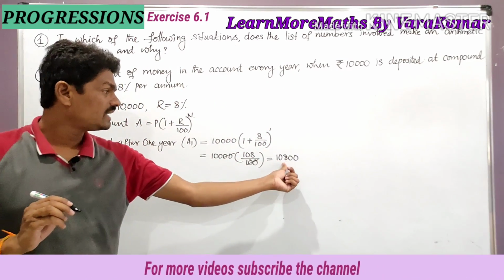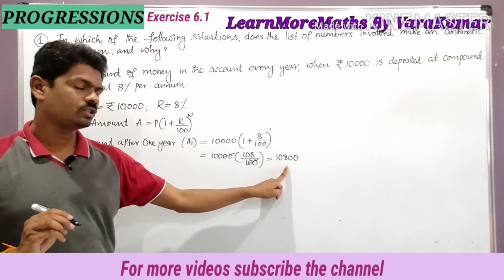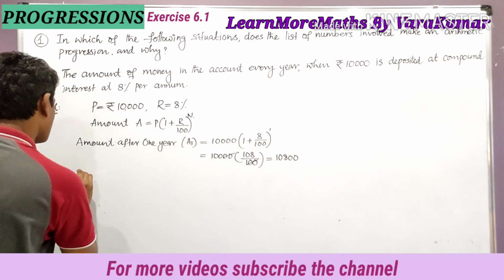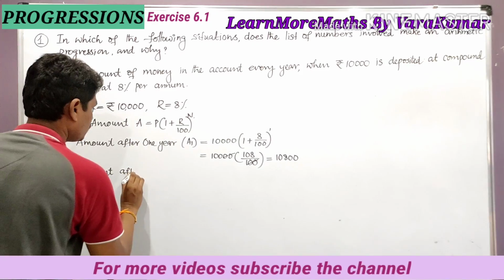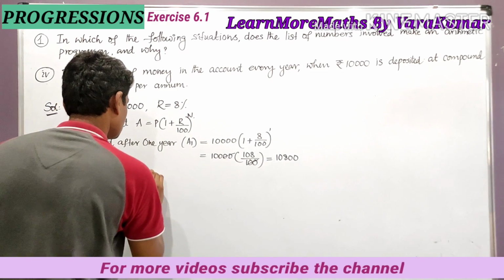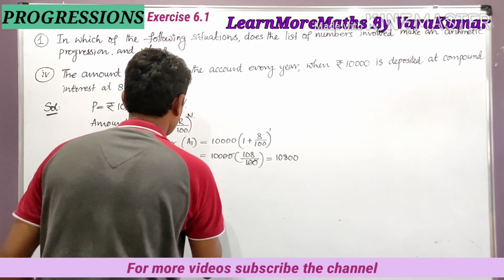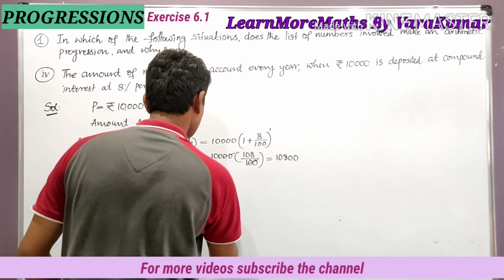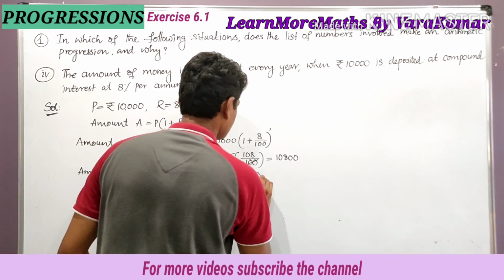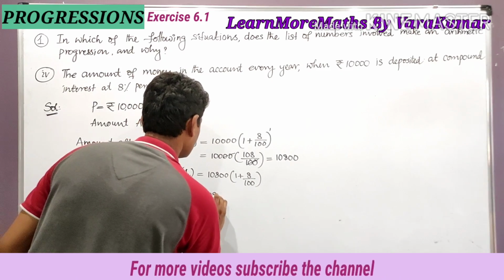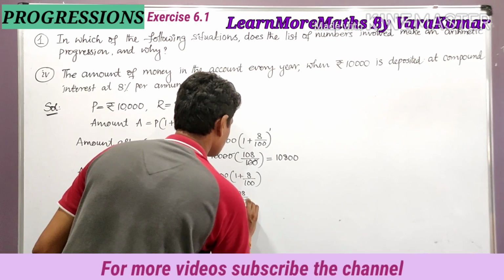For the second year, this becomes the principal, student. That you have to remember in compound interest. So this becomes the principal for the second year. Amount after 2 years is equal to, let it be A2, student, again P into 1 plus R by 100. Same, student, here we write 10,800 into, again here also 108 by 100, student.